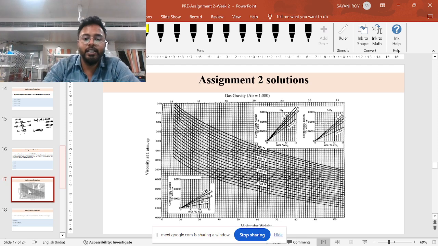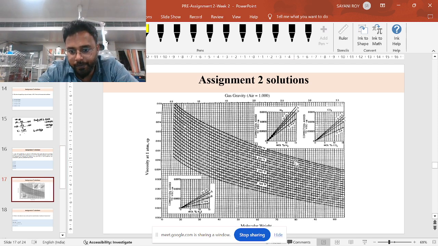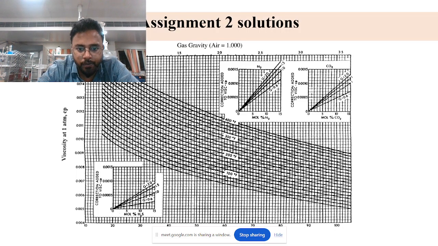You can see here in the graph. Can you see it properly? Yes, sir. On the x-axis it's molecular weight, and on the y-axis, viscosity. You can see the middle curved lines: 100 degree Fahrenheit, 200, 300, 400 Fahrenheit. Those are the temperature lines.